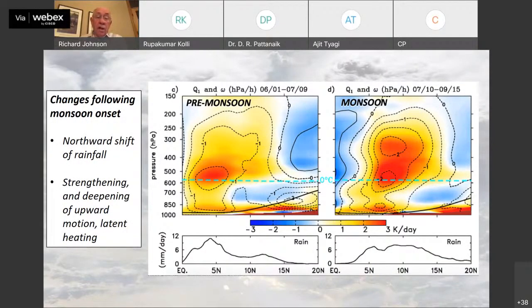So let's look at the changes following monsoon onset. This is an earlier version of this one. On the left panel here, we have the pre-monsoon period. If you look at the lower plot, you see the rainfall peaks just south of 5 north. But after the monsoon sets in, you see the rain shifts to the north. In the upper panels, in color is the apparent heat source, and the vertical motion field is in contours. You can see that after the monsoon sets in, the heating peak ascends, strengthens and shifts to the north, consistent with the rainfall shifting to the north.